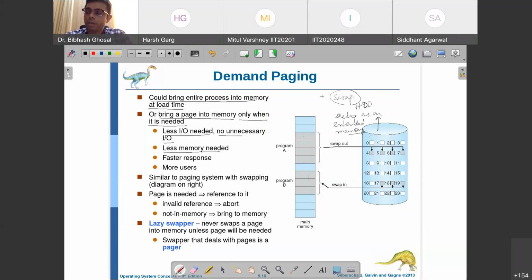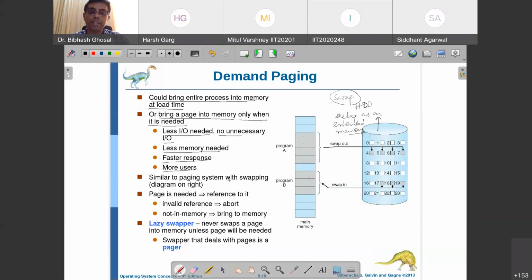I hope many of you have done that if you have installed Linux. When you install Linux, Ubuntu, it asks you what is the amount of swap space you want to keep. Have you seen that? This is the hard disk space that is utilized for keeping those pages. Which pages? Pages which will be moved in and out of the physical memory. Why are we doing this? To save space, faster response, more users. Yes, more users means more processes can be accommodated.